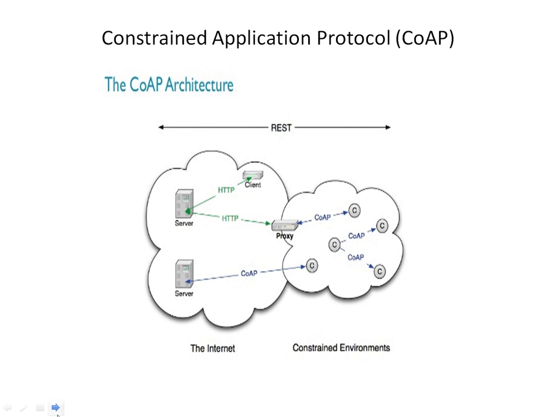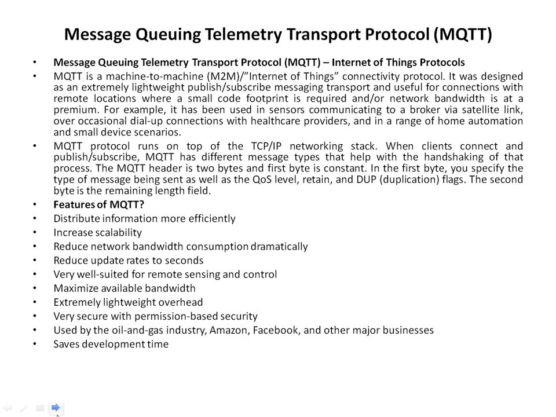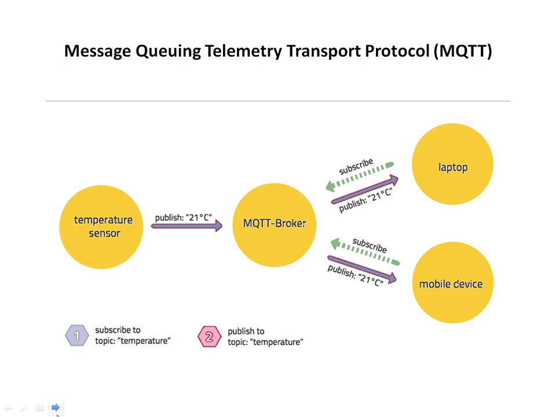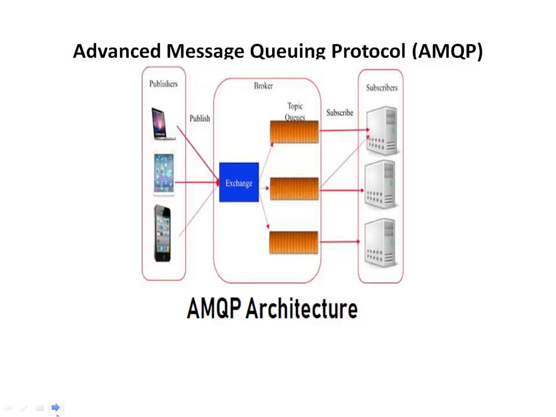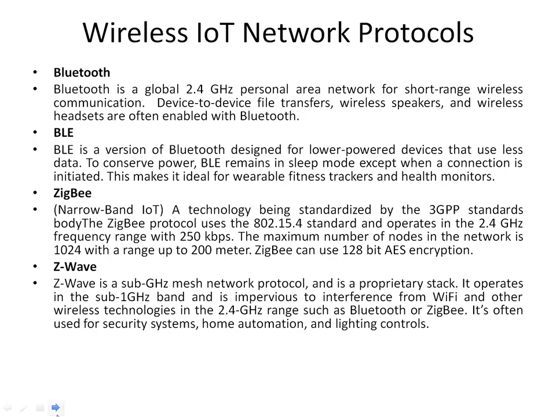The Constrained Application Protocol is designed for constrained environments. We can transfer information from the server to the constrained locations, and a proxy can be used for that. In the Message Queue Telemetry Transport protocol, temperature data is given to the broker for subscribers on mobile devices. In the message queue protocol, the publisher, subscriber, and broker exchange information, and the broker passes the information on to the subscribers.